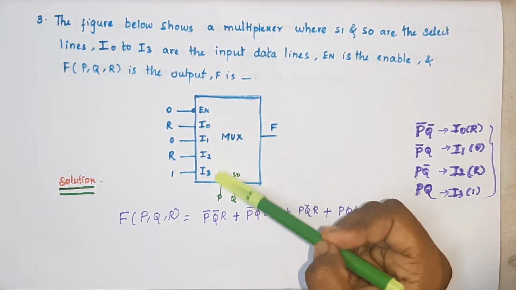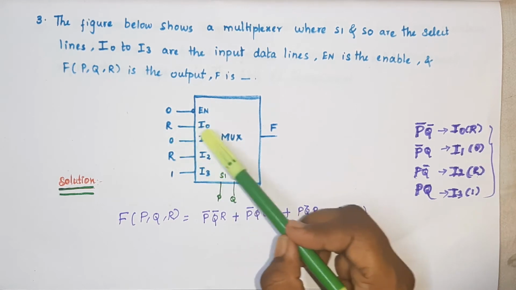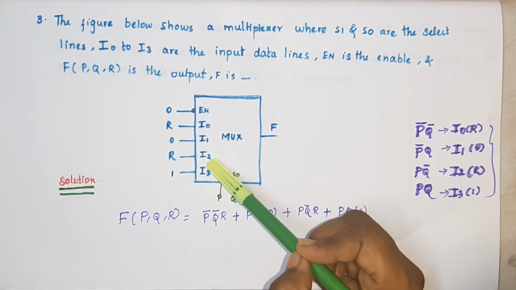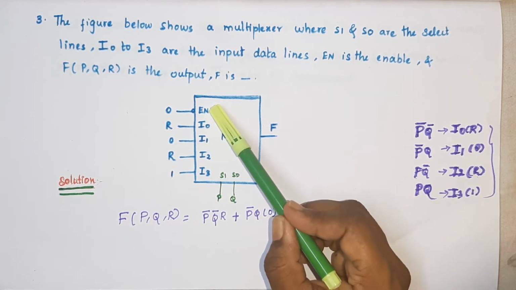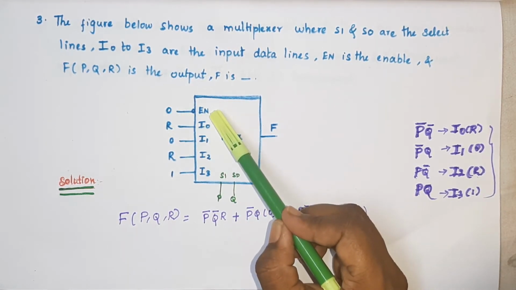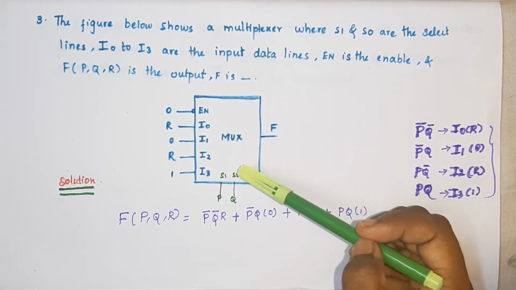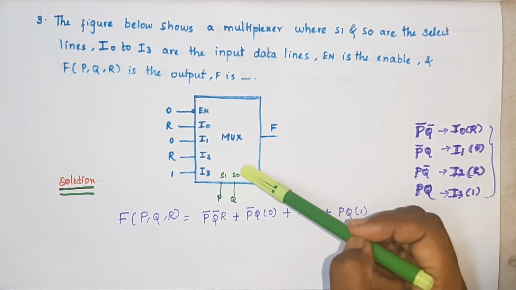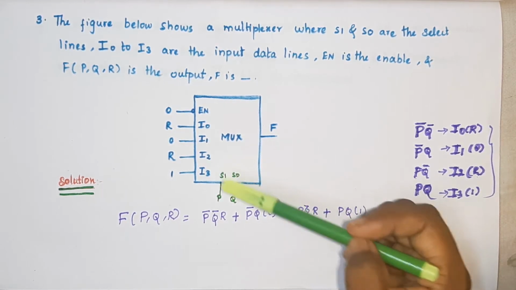Here we have four inputs, I0, I1, I2, I3. R is given to I0 and 0 is given to I1, R is given to I2 and 1 is given to I3. And we have an enable input, 0 is given to the enable input. That means it is active low. And we have two select lines, that is S0 and S1. This is LSB, this is MSB.